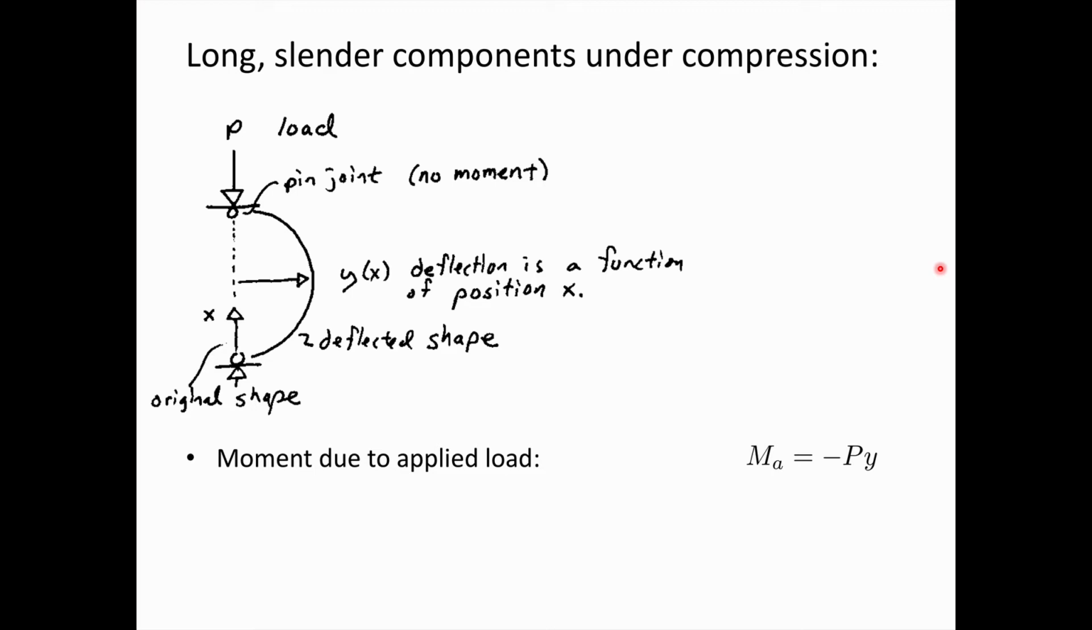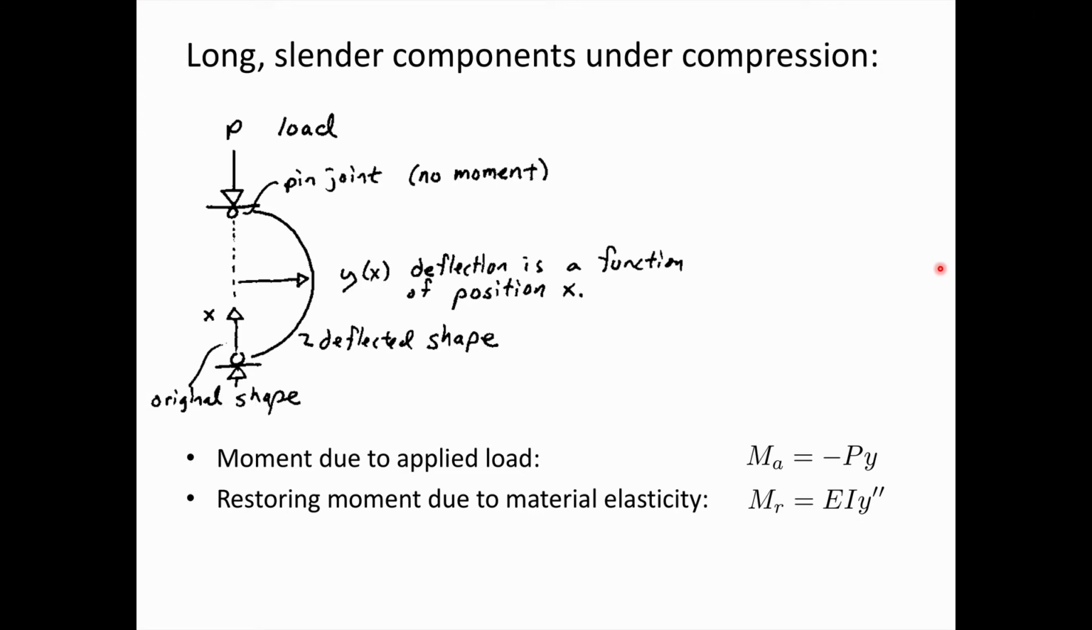Well, just looking at the moment arm, it's going to be the distance from the axis of loading to the offset position of the column, and so that's y. And so we can calculate this applied moment as just a load times y, P times y. And with our sign convention that we're going to use, we're defining this to be a negative moment.